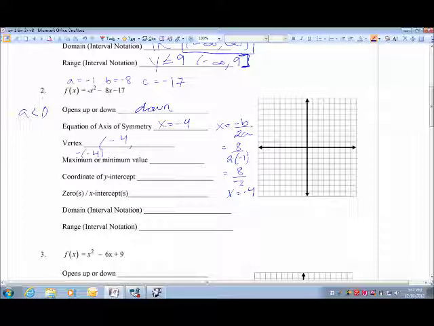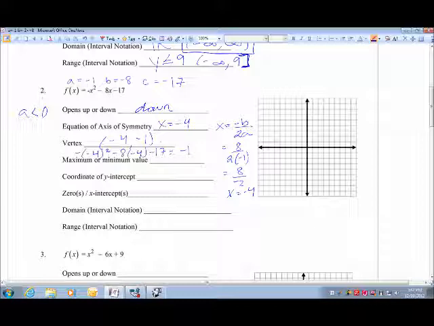So I have -4 squared. Remember, I'm being very careful with my negatives and my parentheses. Minus 8 times -4 minus 17. And when you plug that into your calculator, you end up getting -1. So my vertex is at -4, -1.